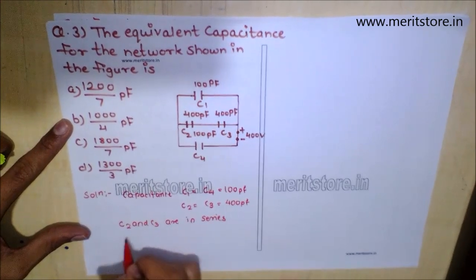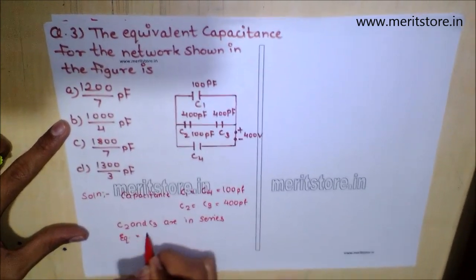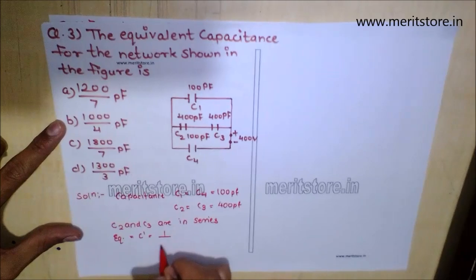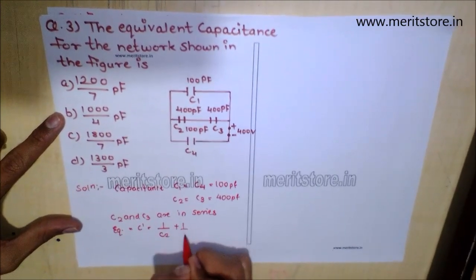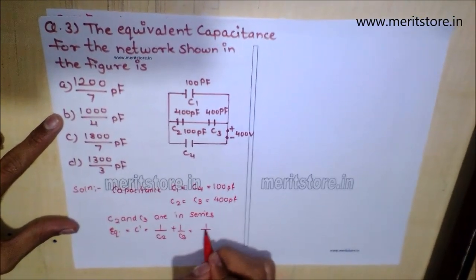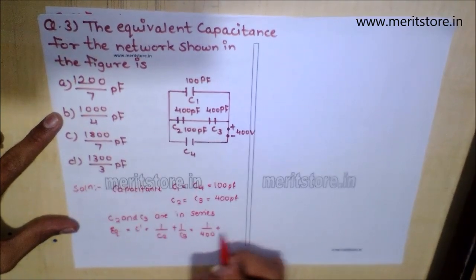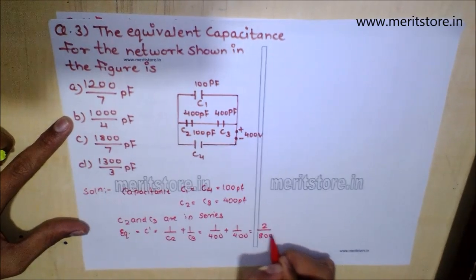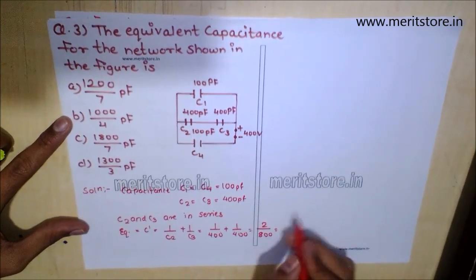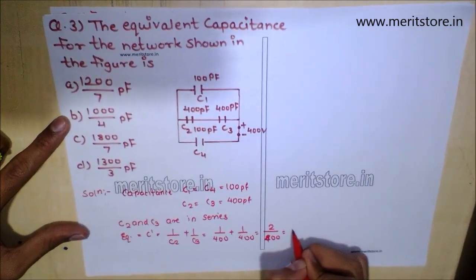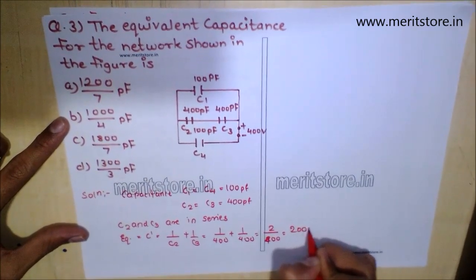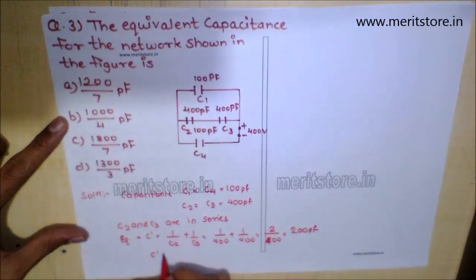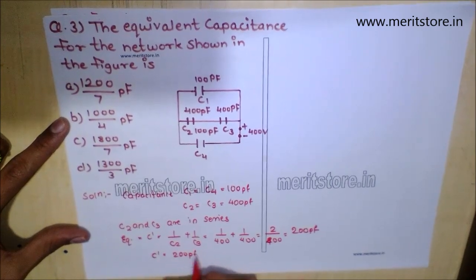So the formula, the equivalent capacitance, we can take it as C prime, which is equal to 1 upon C2 plus 1 upon C3. That will be around 1 upon C2 is 400 plus 1 upon C3 400, that gives 2 upon 400, that is around 200 picofarads. So C prime is equal to 200 picofarads.